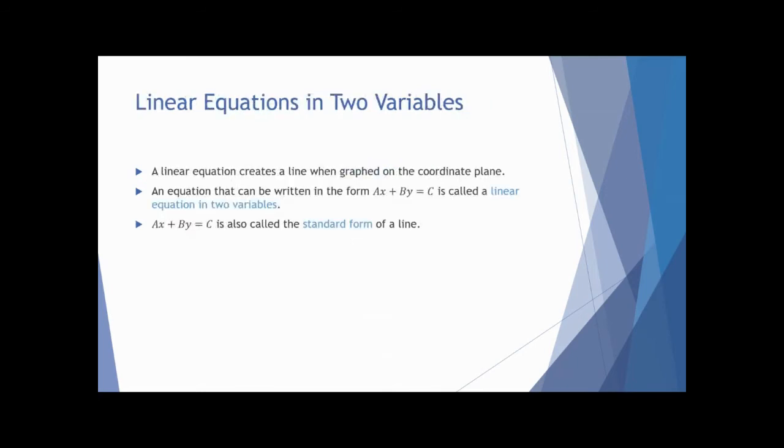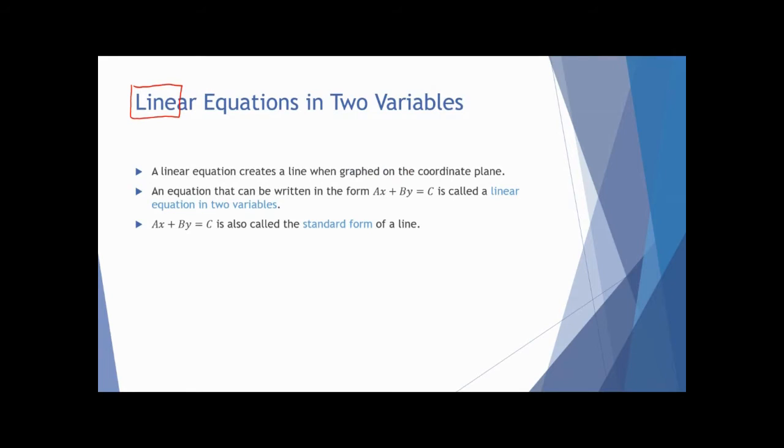So this brings us to linear equations in two variables. We've been looking at linear equations before, but everything we've looked at has had one variable. So now we're adding in a second variable. A linear equation creates a line when it's graphed on the coordinate plane. Hence, that's where we get the word linear. It has the word line in there. So when you graph these, you get lines.